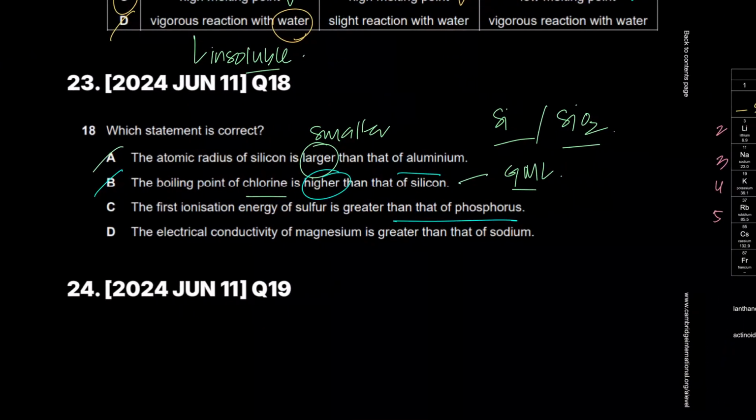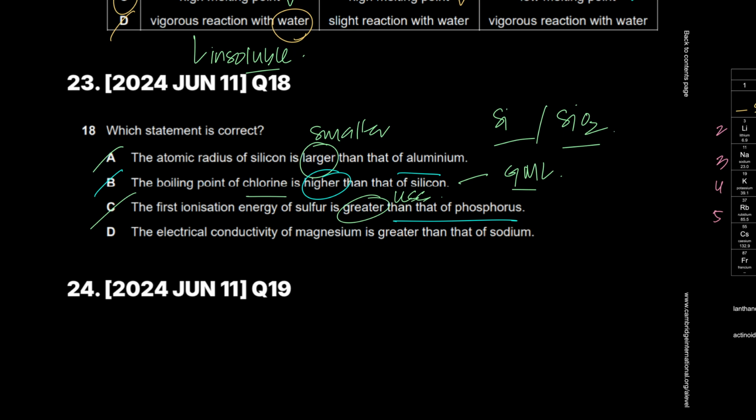So the first ionization energy of sulfur is less than that of phosphorus. Why? Because of spin pair repulsion, which is observed in sulfur. Although sulfur has a higher nuclear charge, the spin pair repulsion actually results in a lower first ionization energy compared to phosphorus.